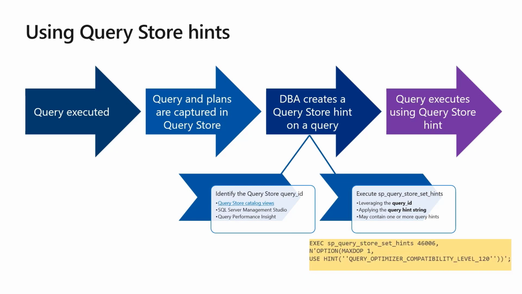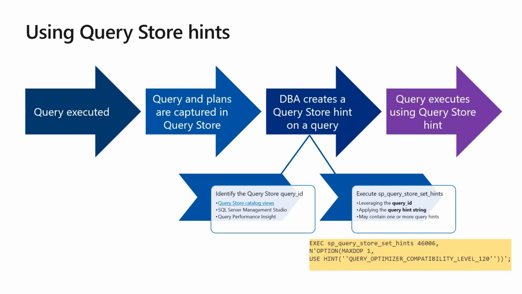So how do you use Query Store hints? The workflow for Query Store hints is pretty straightforward. First, the query is executed. Then the query plan and the execution details are captured into the Query Store. Then the database administrator creates a Query Store hint on a query. Thereafter, the query is executed using the Query Store hint. Now, the DBA's part is very important to drill into.